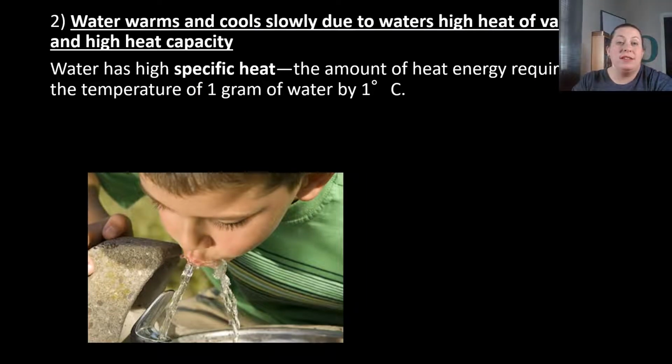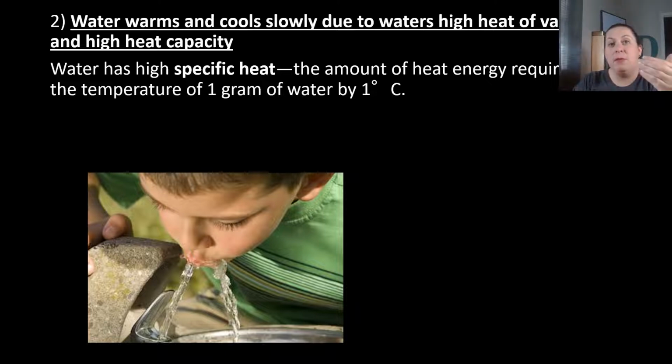Another thing that water does is water warms and cools very slowly. This is due to water's high heat of vaporization and high heat capacity. Now, what does this mean? Water has a very high specific heat, and this means that the amount of heat energy required to raise the temperature of 1 gram of water 1 degree Celsius is a lot. So it takes a lot to heat water up, and then in turn it takes a while for it to cool down. Now this is good for us, okay?